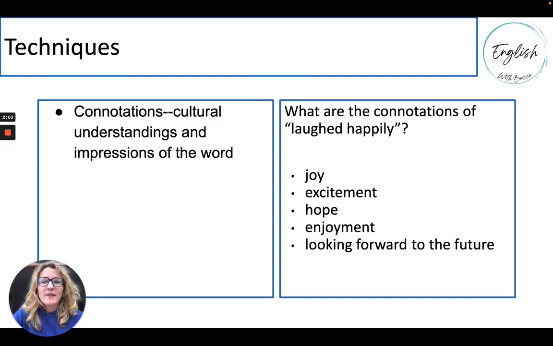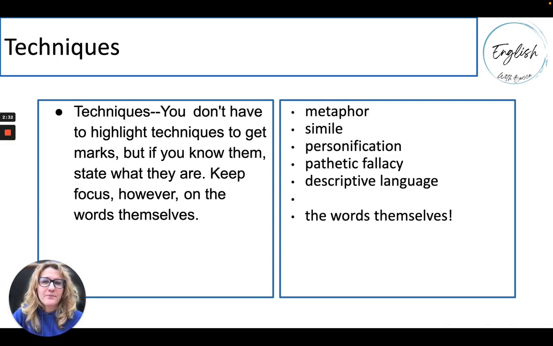But the important thing is to use as much detail to explain the words on the page as you can without repeating the words. If you said, well, this person laughed happily, therefore that means they're happy, you don't get any marks because all you've done is repeated what's already on the page. Even if you said, this person laughed happily, this means this person is feeling joy, you've used a synonym for happy, which is joy, and you get marks for that.